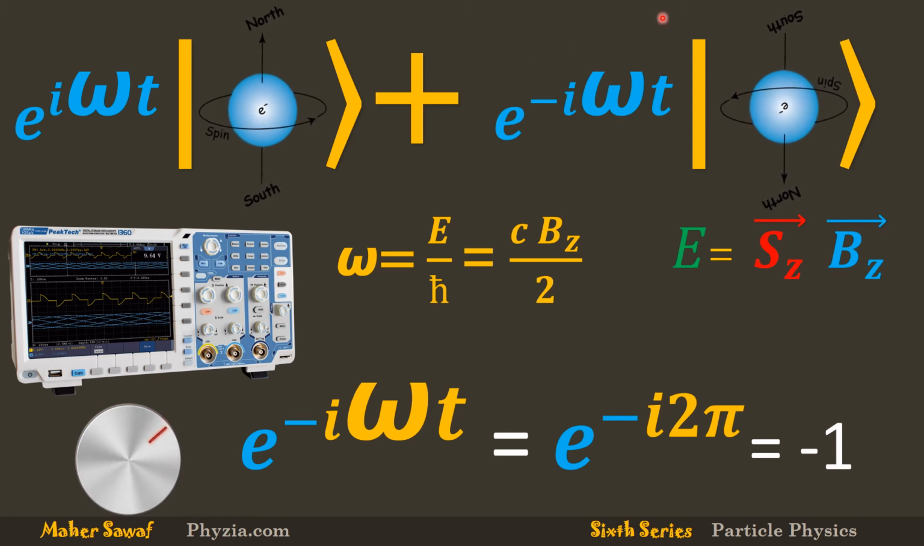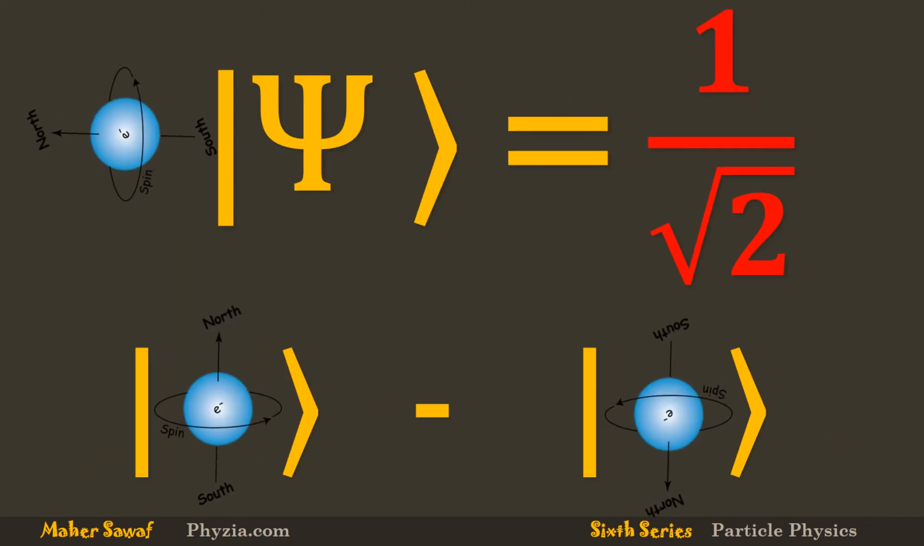So now we can change this coefficient e to the power minus i omega t to be equal to -1 by running the magnetic field for a certain amount of time t and adjusting the omega by adjusting the strength of the magnetic field along the z direction, so that we get e to the power minus i 2 pi, which is equal to -1. With the change in signs of the superposition describing the spin along the z-axis, we get the Schrodinger equation for the minimum spin along the x-axis.